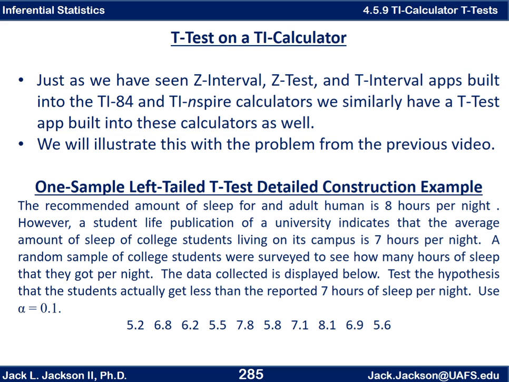So let me refresh your memory if you don't remember, or if you haven't watched the last video. We're looking at a problem where the recommended amount of sleep for adult humans is 8 hours per night. However, a student life publication of a university indicates that the average amount of sleep of college students living on its campus is actually 7 hours per night. A random sample of college students were surveyed to see how many hours of sleep they got per night, and the data was displayed below. We want to test the hypothesis that the students actually get less than the reported 7 hours of sleep per night, and we're going to use alpha equals 0.1, which is called our significance level, and then there's the data of number of hours of sleep per night.